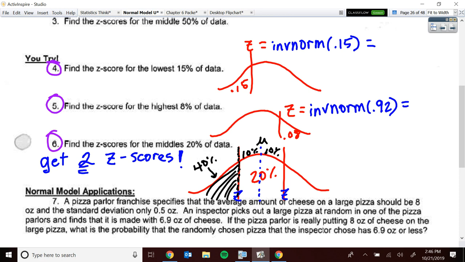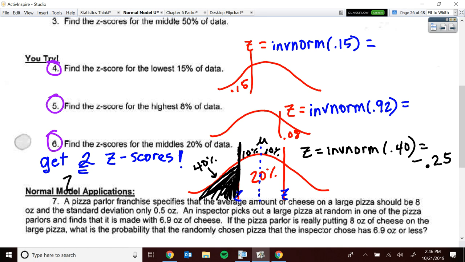Okay, so this area I've shaded in black is 40% up to that spot right there. So that first Z score is going to be your inverse norm of 0.40. And that is negative, which makes sense. It's negative because it is to the left of the mean. So negative 0.25 is the left-hand Z score. Now, if I was to compute this upper Z score, how much area is it above? 60. So you could say inverse norm of 0.60. And guess what you get?